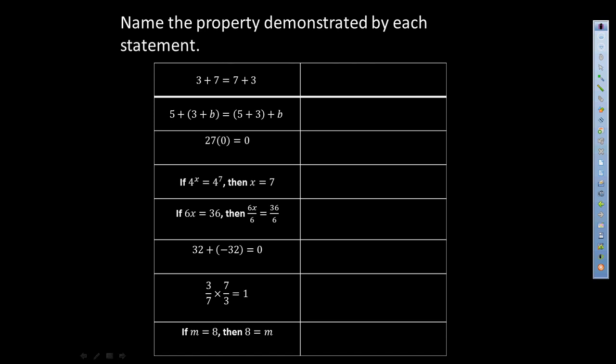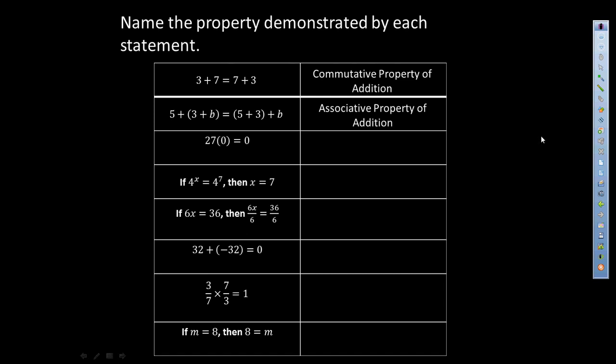The first example we have here is 3 added to 7 is equal to 7 added to 3. And notice the order has changed in those two examples, or the two sides. The order is reversed, but we still end up with two sides that are equal. That's an example of the commutative property of addition. The next equation we have is 5 added to the group 3 plus b, and that is equal to the group 5 added to 3, plus b. And you'll notice the grouping has changed, but the two sides are still equal to each other. That's an example of the associative property of addition.